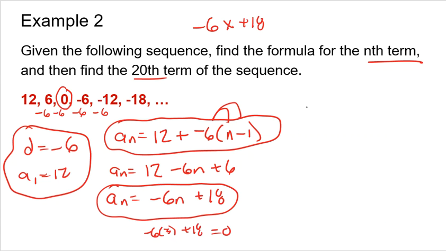And then they wanted me to do a little extra work here to find the 20th term, and that's the beauty of the nth term formula, is all I got to do is plug in 20 to get the 20th term. Okay, so negative 6 times 20 plus 18, how easy is that? Negative 102 is the 20th term.